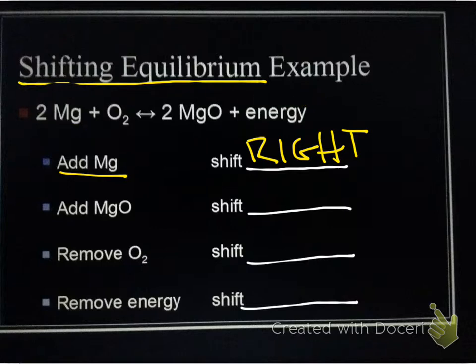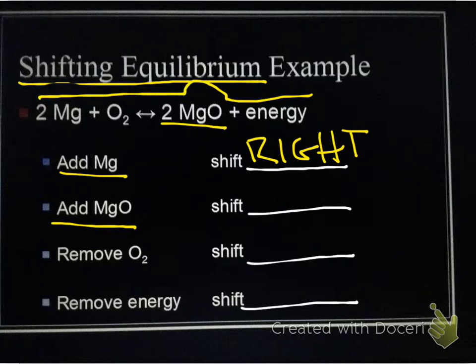Okay, so staying on those lines, if I add magnesium oxide, I've now got more of that than anything else. So it's again going to shift to the opposite side of the addition.